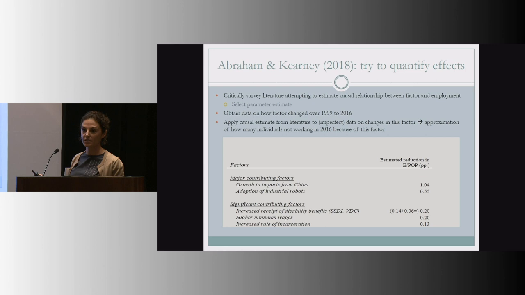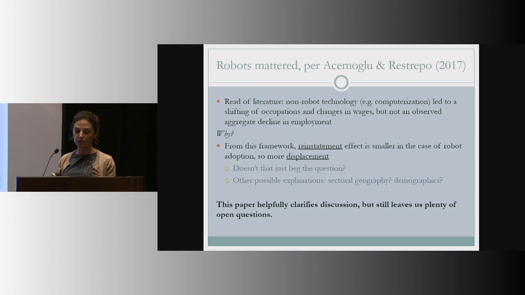And so one thing that I've been left wondering from that literature is that when you read the empirical literature, and we've surveyed over 150 studies, it seems clear that previous types of technology, like computerization, shifted people into different occupations and had negative wage impacts for non-college educated people. But the adoption of robots actually induced people out of the workforce. And that difference has been striking to me, and I've wondered why that is. Now, in the framework of this paper, the answer is, well, the reinstatement effect associated with robots was not as large, and so the displacement effect was larger. But I think that begs the question as to why, and how much of that is about the skills people have, their ability to retrain, or the thickness of the labor market. So the paper is super helpful and clarifies the discussion, but still leaves lots of open questions.